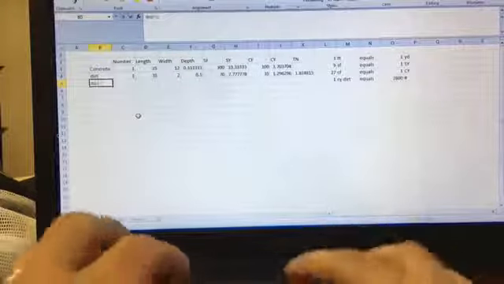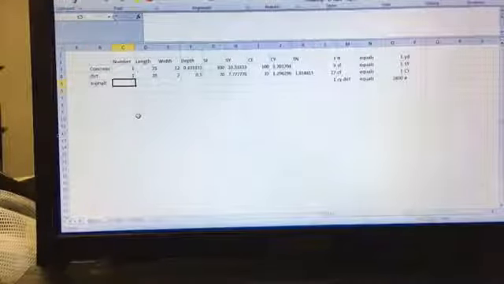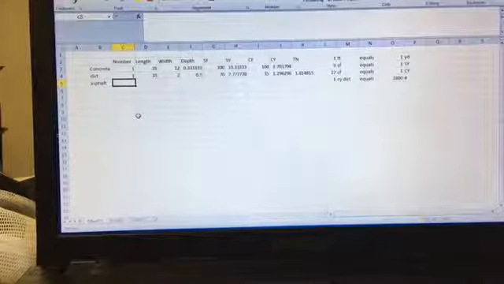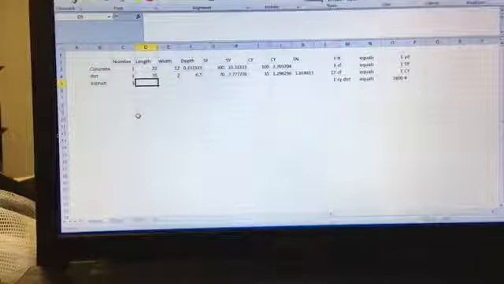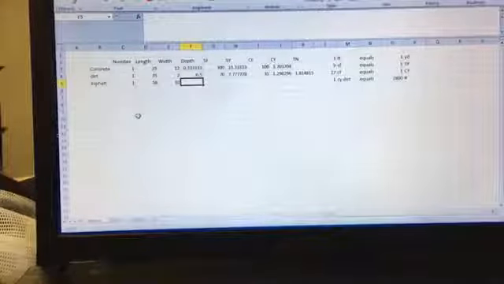Asphalt. Say if you wanted to pave a driveway, you wanted to have an idea how many tons of asphalt you wanted to do. Let's give a decent driveway here, about 50 foot long, about 10 feet wide.